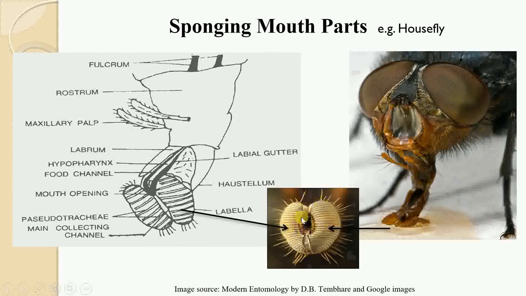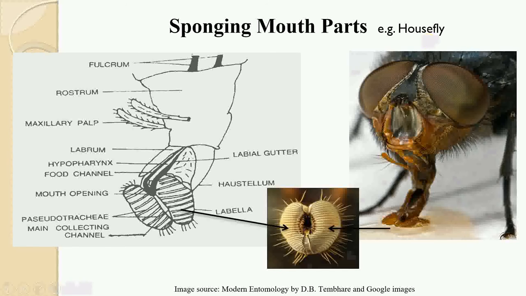So these are the two lobes, and in between the two lobes a small opening is there, which is the main collecting channel. This main collecting channel inward is communicating with the food channel, so that whatever food material approaches the functional mouth, which resides at the basal region of the labrum, is then sucked into the proximal part of the alimentary canal known as the stomodium. So these are the features of the sponging kind of mouth part, which is found in houseflies, or the peculiarity of the muscoid dipteran insects.